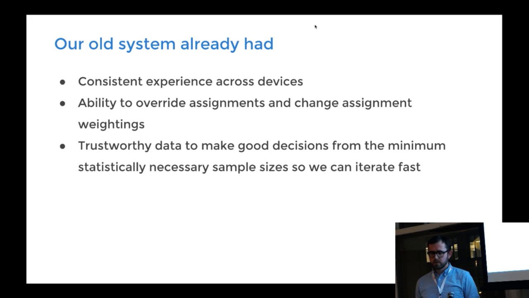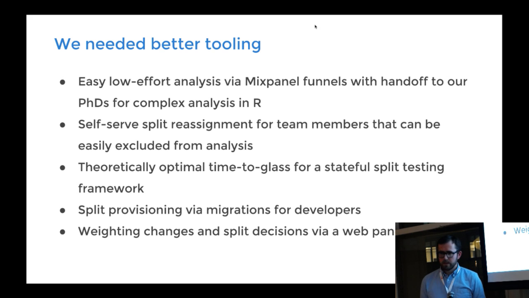So what did we need that it already had? We had consistent experiences across devices, which is kind of a big deal. We needed the ability to override assignments and change assignment weightings on the fly from the server side without customer interaction. And we obviously needed trustworthy data to make good decisions, but one of the things that some of the larger products out there have going for them is that they've got just an insane fire hose of data. They can basically just turn off a split, throw out the data, put it up again, and 5 hours later they've got statistical significance. That's not the kind of world that we live in. We've got a smaller product. Every impression counts, and we want to be able to actually measure small but significant changes in as little time as possible. In addition to that, we wanted better tooling around setting up and managing splits.